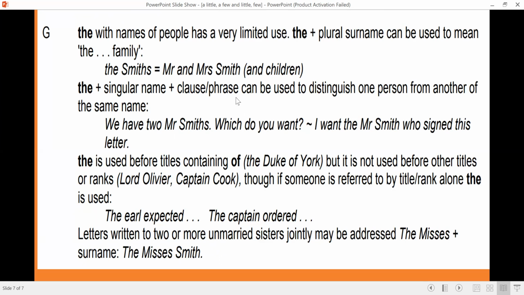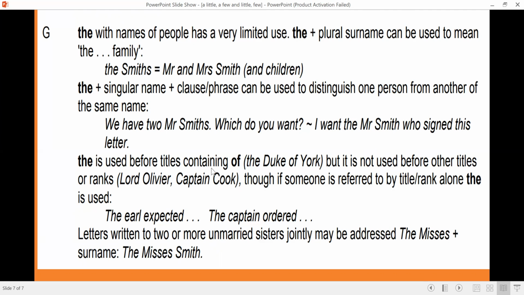The plus singular name plus clause or phrase can be used to distinguish one person from another of the same name. We have two, for example, we have two Mr. Smiths. Which one do you want? Here, one is missing. It should be like this. Which one do you want? I want the Mr. Smith who signed this letter. Here you are using the before Mr. Smith. Why? Because you want to distinguish one person from another of the same name.